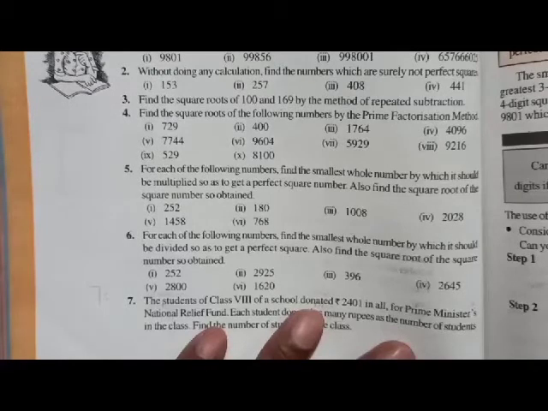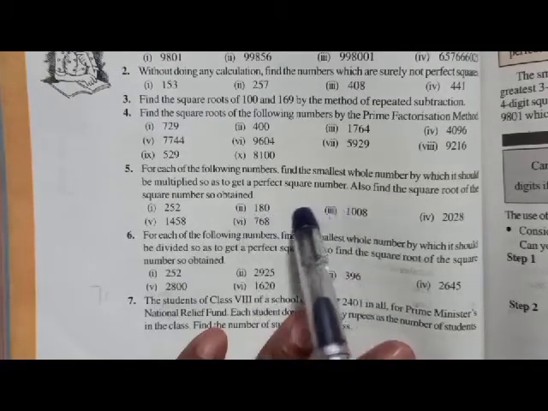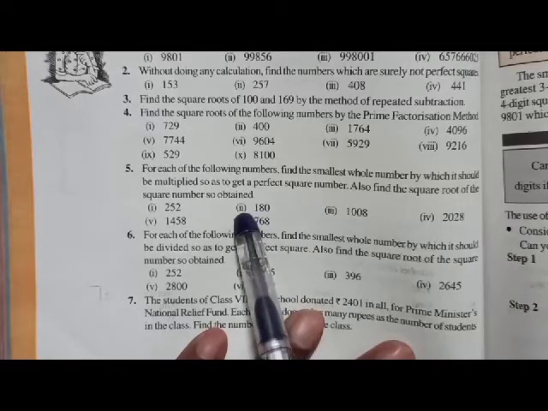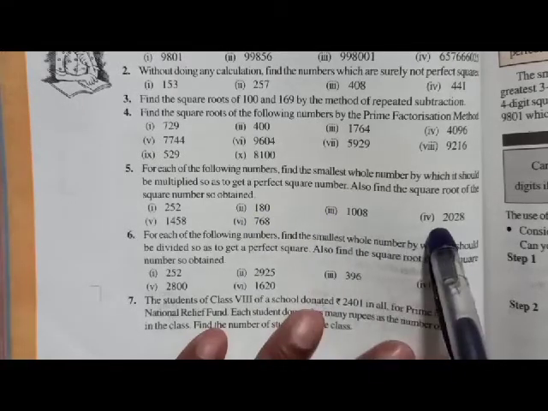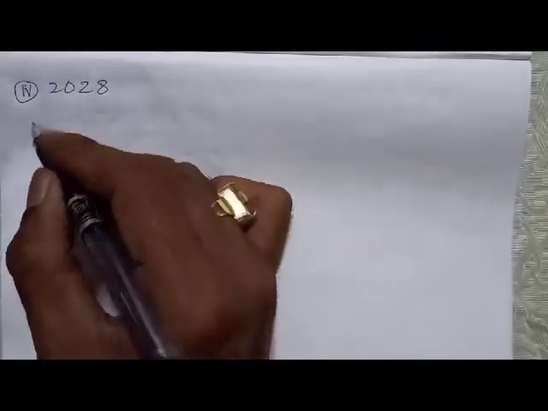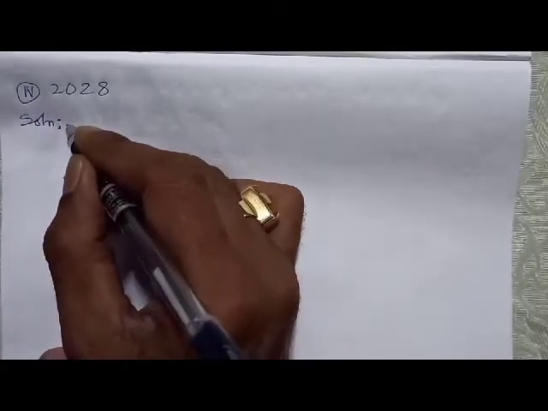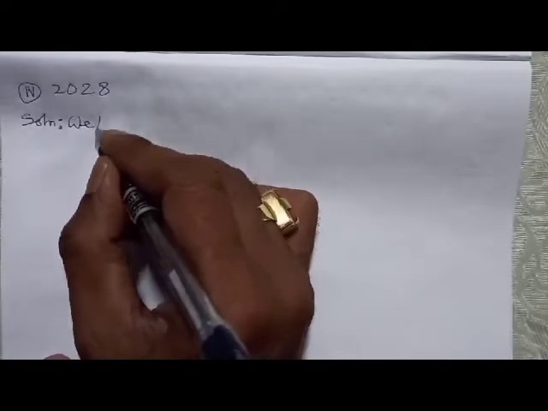Next is Roman number 2 and Roman number 3. These questions are same. So you practice this Roman number 2 and 3. Now let's do this Roman number 4. 2028. Now Roman number 4. Solution. This question is also same as Roman number 1.